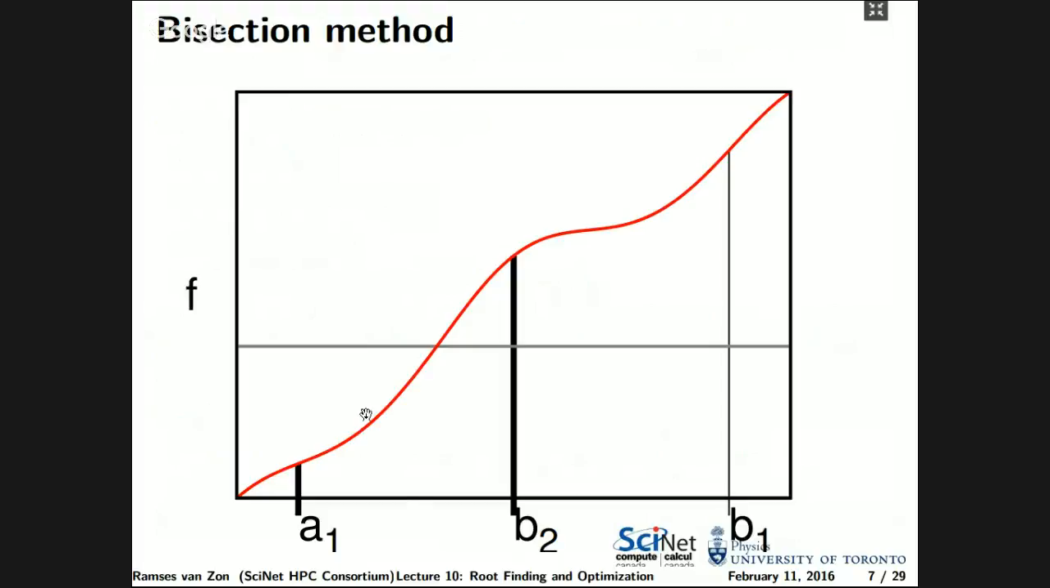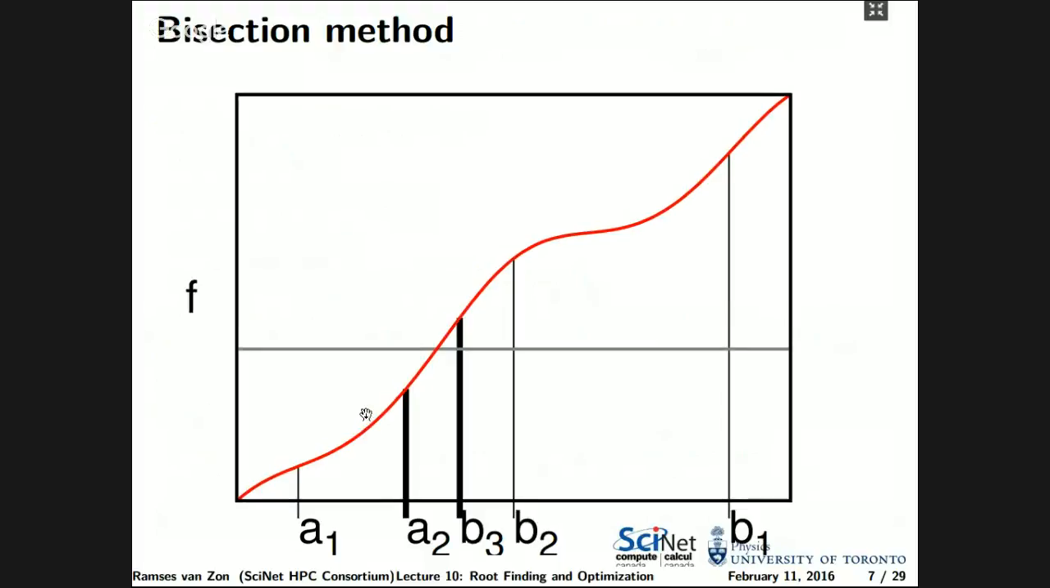So there we go. This is my new interval. I'm going to do the same again. I'll take the midpoint. Now I see I have to take A2 as the next. So A2 to B2 is now the next interval. And so this way, I get closer and closer to the true value. Right?